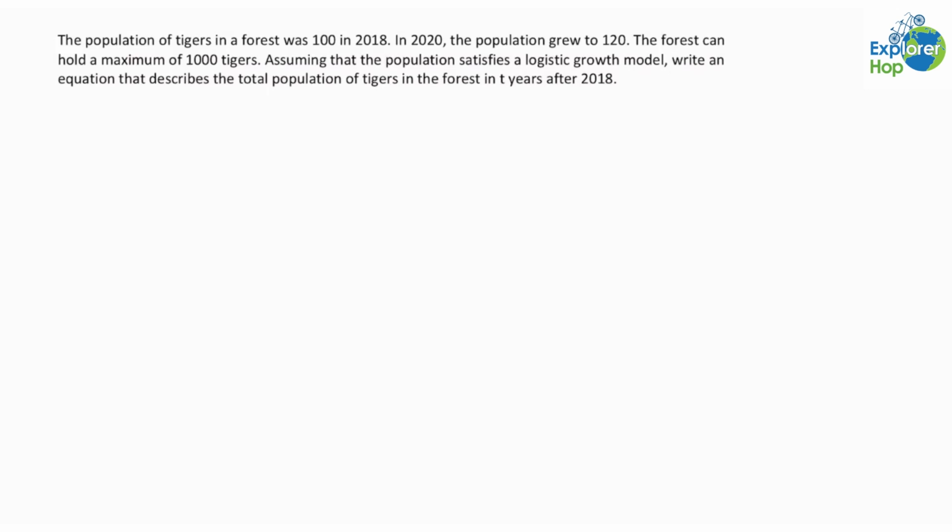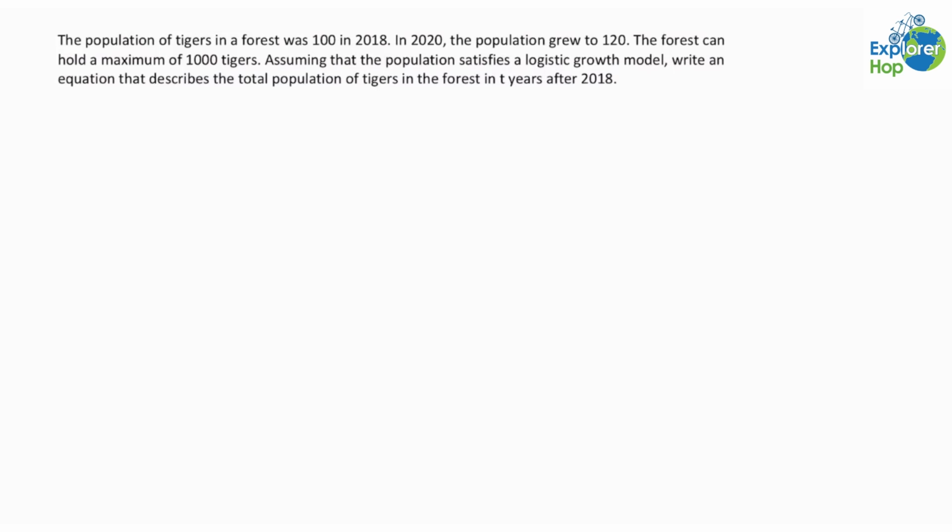For this example, we're told that the population of tigers in a forest was 100 in 2018. In 2020, the population grew to 120. The forest can hold a maximum of 1,000 tigers. Assuming that the population satisfies a logistic growth model, we're asked to write an equation that describes the total population of tigers in the forest t years after 2018.